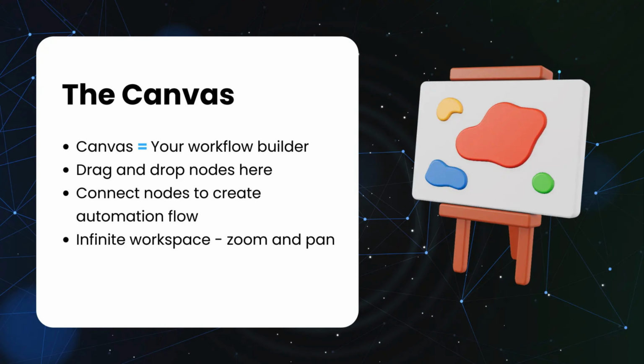Let me show you what the canvas is. First up, the canvas. This is your main workspace, your playground. You drag nodes here, connect them together, and create your automation flow. It's an infinite workspace, so you can zoom in, zoom out, pan around, whatever you need. Everything you build lives here. Let me show you what it looks like in action.